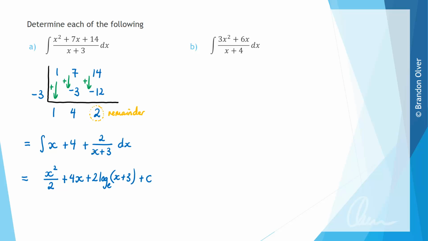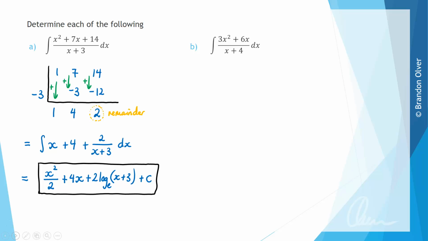So that plus 2 over x plus 3 is a case where we can recognize that the derivative of the bottom is almost on the top. So we get 2 times log e of the denominator x plus 3. So that is the answer to part A of this example.